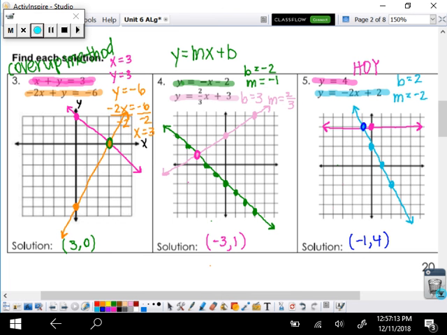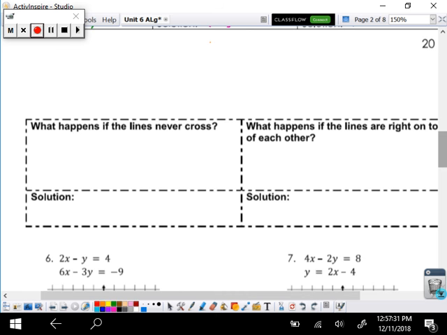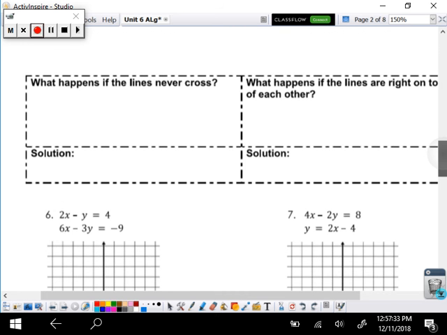Okay, so if you're struggling with graphing, you can always slow me down, pause me, rewind, if you need to look back and see what I graphed. Also go back and look at your old notes. Alright? Graphing linear equations. Okay, on to the next page.